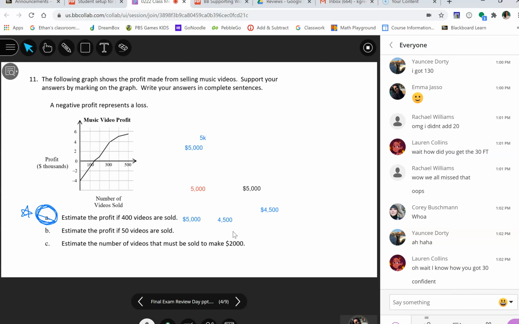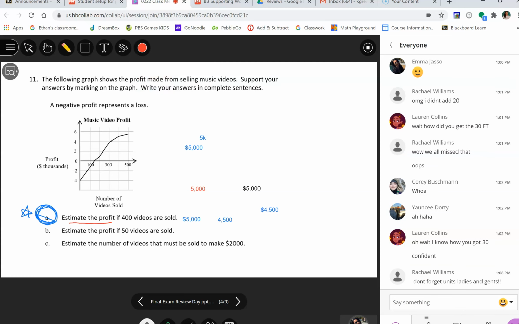Okay, so let's talk about these answers I see here on the screen for part A. The good thing is I didn't see anyone just put a 5 or something like that down. I saw that a lot on the quiz. So we're being asked to estimate the profit for 400 videos. My horizontal axis is the number of videos sold, so I just have to locate 400 on there, which is right here. Then I go up to my graph, and then I come back over here to read the profit. So it's between 4 and 6.